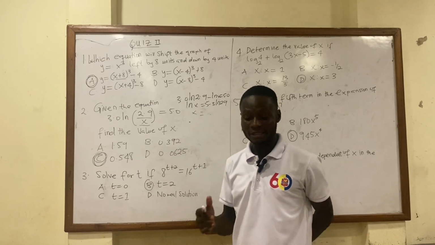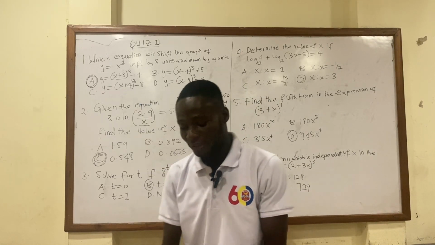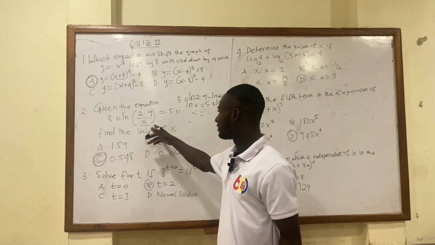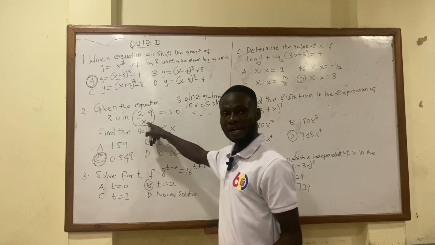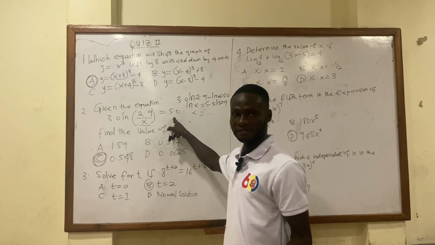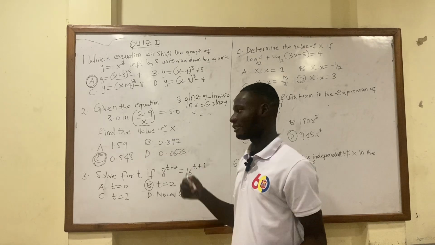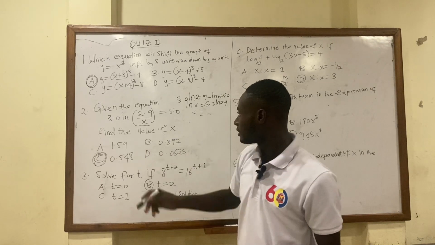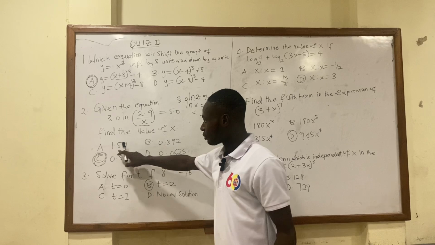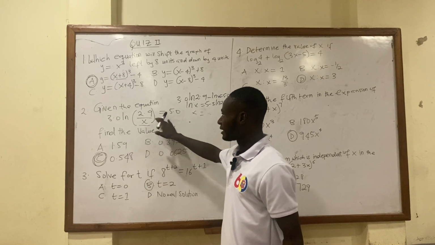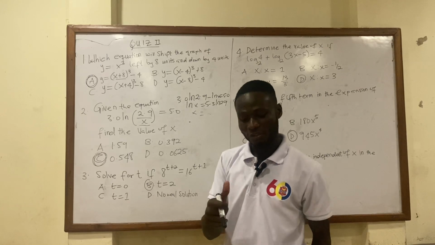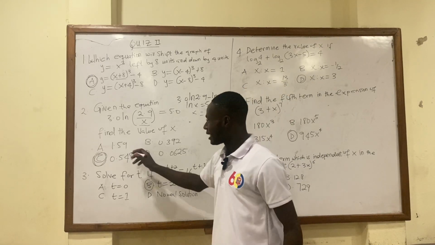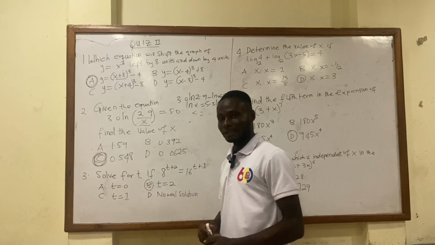It's very simple. Just take your calculator and punch it inside, or you can even test. If you put x equals 0.548 over here, are you getting 5.0? If the answer is yes, then you take it. So our correct option for that question is C.